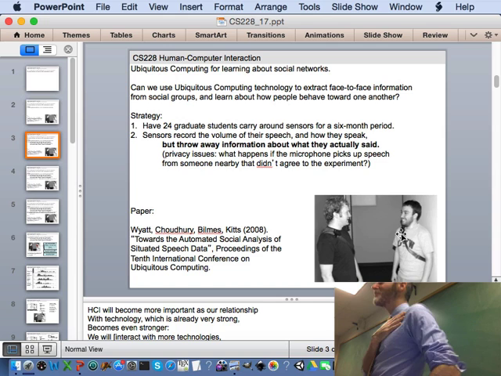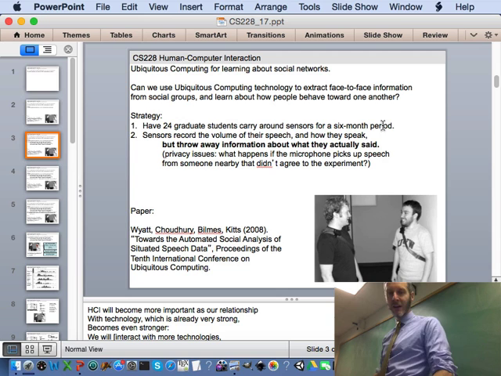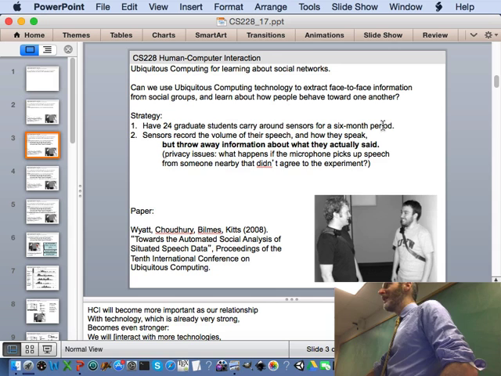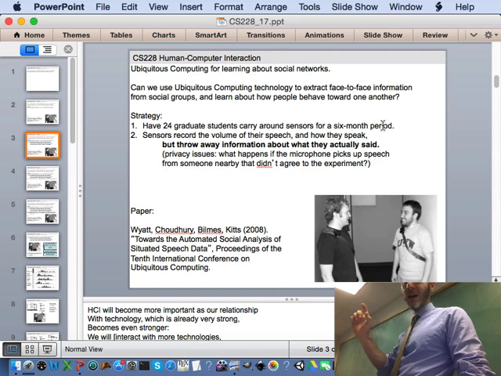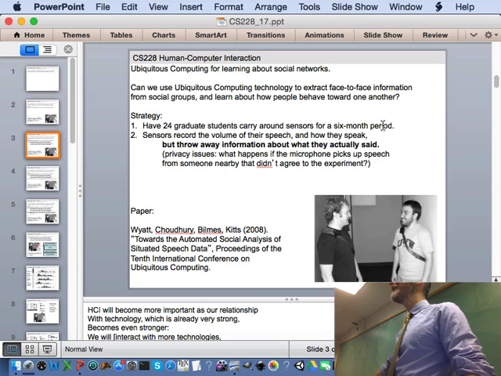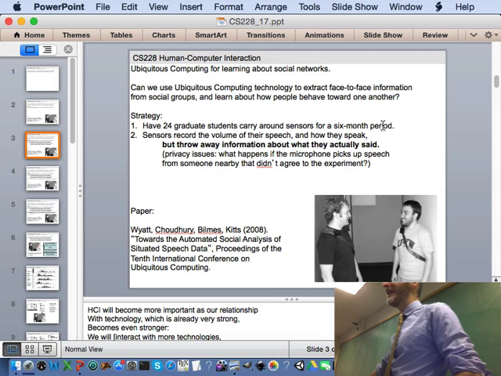So throughout this six-month period that these 24 graduate students were wearing this device, the device was capturing their speech. This is, again, a pretty controversial and pretty invasive experiment. So a big stipulation here was that what the graduate students said was immediately thrown away. And the only thing that was kept is the volume at which they were speaking and how they were speaking. So inflection and paralinguistics. How loud, how quiet, how high-pitched, how low-pitched, how rapidly were they speaking, how slowly were they speaking, but the actual words were scrubbed and thrown away and were never recorded.